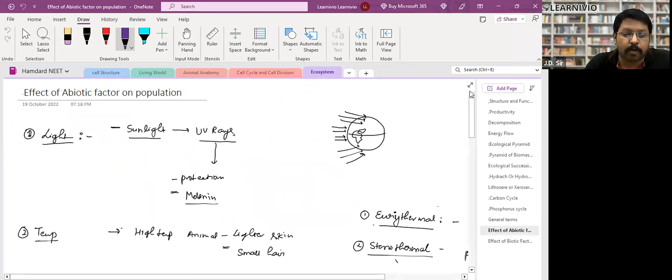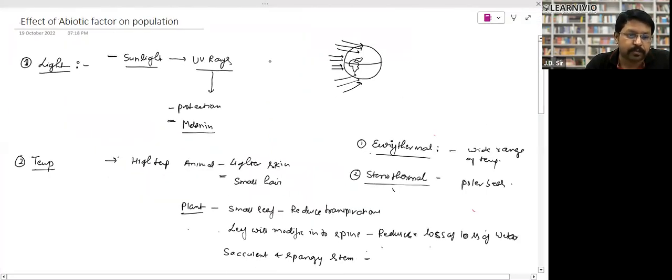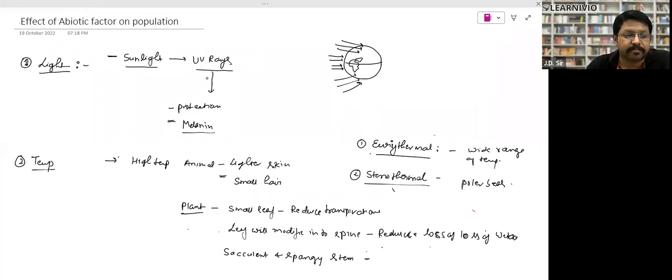Effect of abiotic factors on population. Light. Light decides the distribution of plants and animals at a particular part of the earth. Where the sunlight is more, there will be high temperature and low population density. Where the light is moderate, there is more population density. Where light is very less, that area will be very cold, and there also will be very low population density, right?